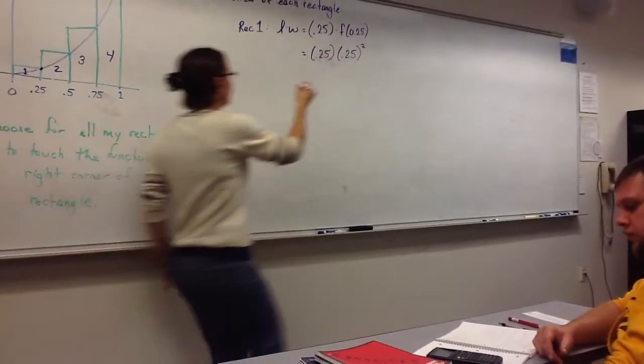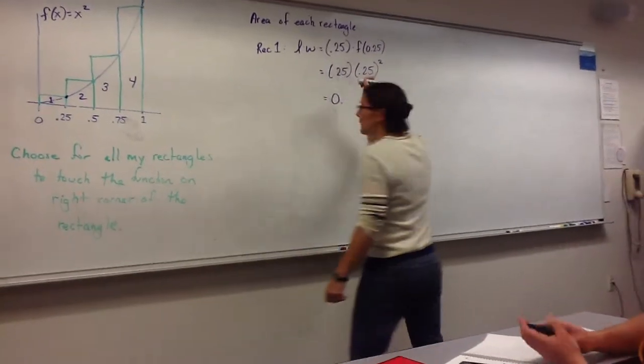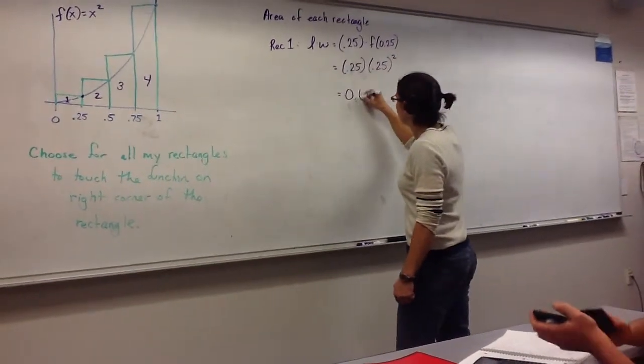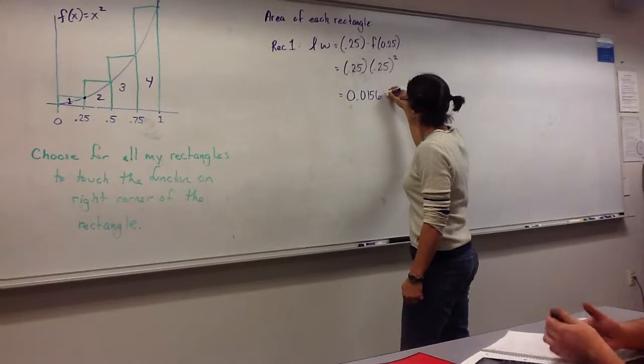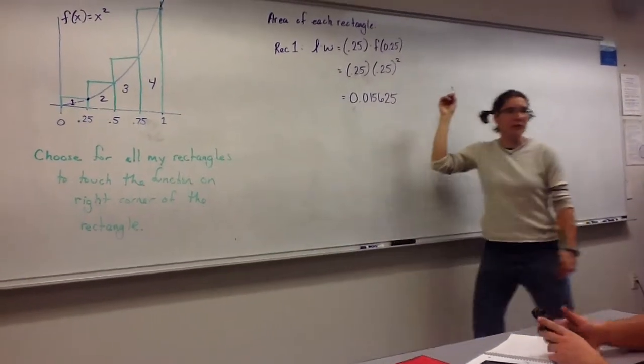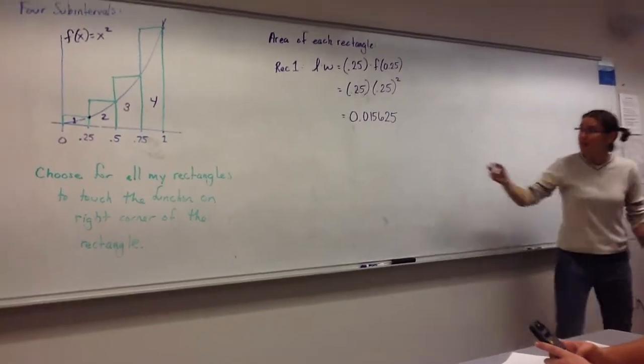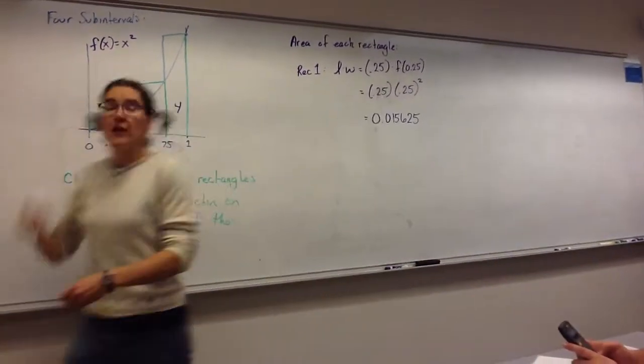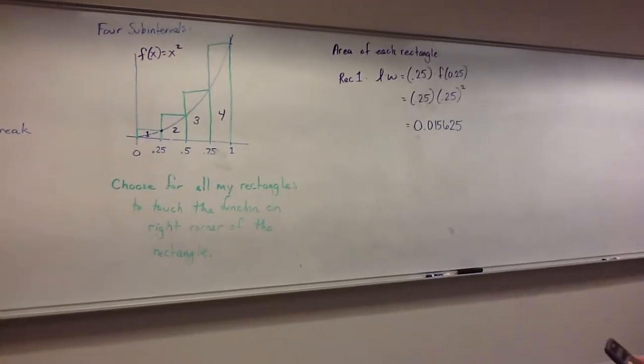0.015625. Can you repeat that number one more time, please? 0.015625. Okay, do I have a second on that number? Yes. Awesome. Okay, so we now have the area of rectangle 1. Now we need to figure out the areas of rectangles 2, 3, and 4.